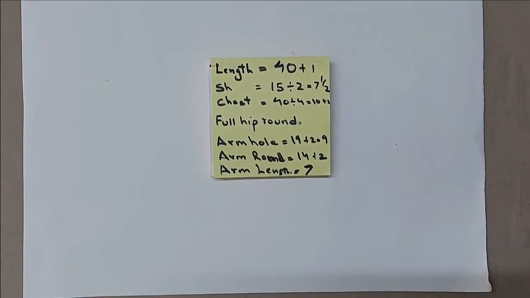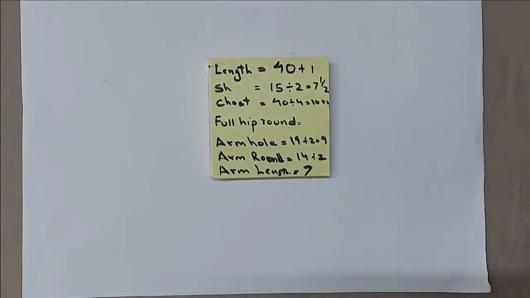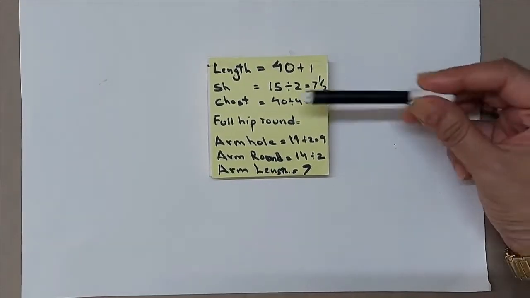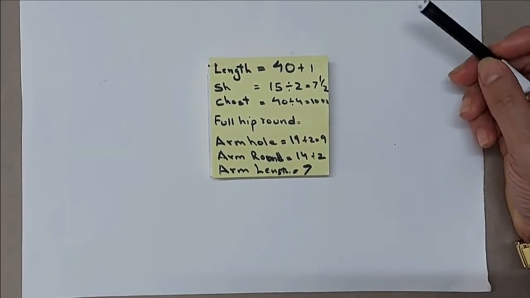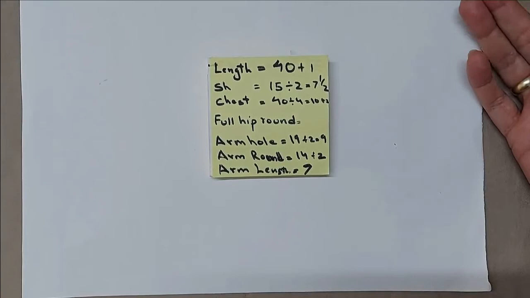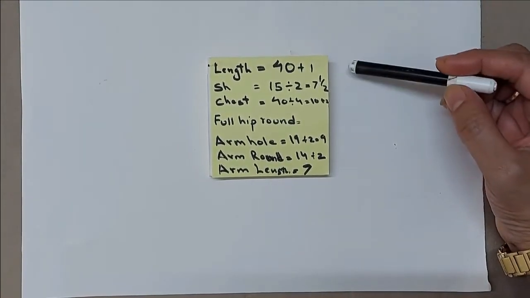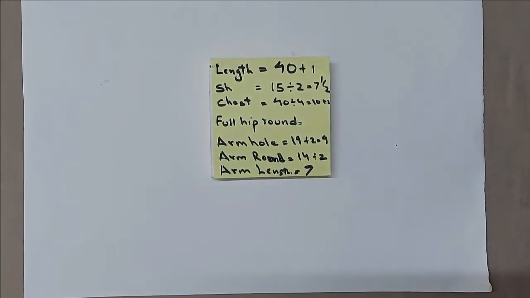Today I am going to explain the basic kurti pattern. Here are the measurements you can see on the screen. The length of the kurti is 40, and I am adding one for the folds, which will go half an inch on the top and half an inch on the bottom. The shoulder is 15, so I halve it. Whatever your shoulder is, make sure you halve it.